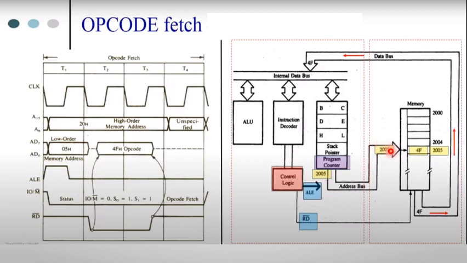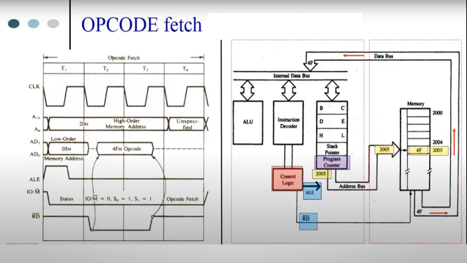Once this address is obtained, the next duty is to read the opcode. So the control logic unit will release the read bar signal, right? Once the control unit releases the read bar signal, the opcode in the specified memory location will be read by the microprocessor, and it is carried through the data bus to the microprocessor's instruction decoder unit. These operations are depicted pictorially in this timing diagram.